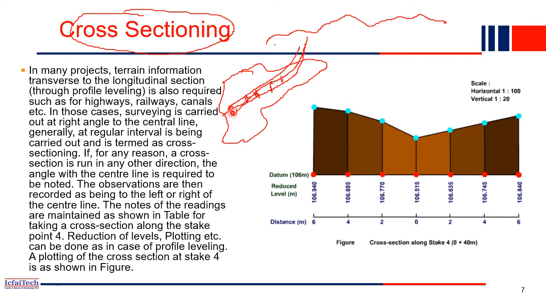So on those lines we have to do the surveying, and if for any reason the cross section is running in any other direction, not perpendicular to the center line but some inclined line, then that record you also have to maintain in a diary, and accordingly the calculation has to be changed. So the reduced levels are plotted here. You can see at the different points the reduced levels are plotted, and you can see the cross-sectional view.